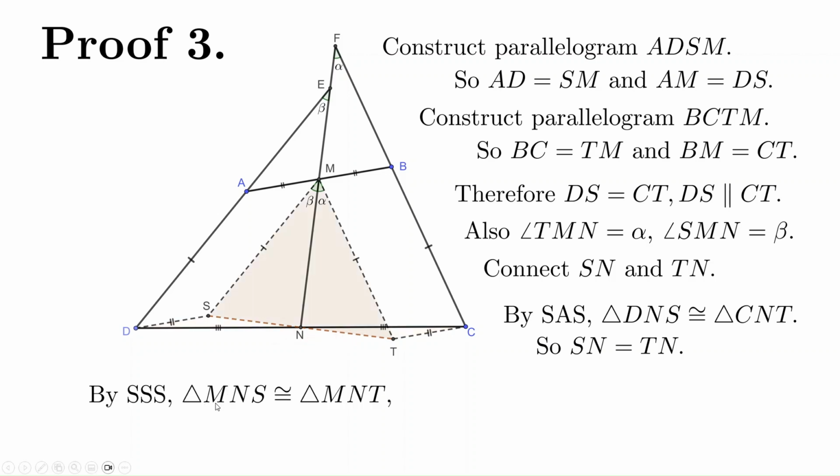Finally, let's look at triangles MNS and MNT. They share one side MN and another pair, MS equals MT, and the third pair, SN and TN, are also congruent as we just proved. So these two triangles are congruent. As a result, alpha equals beta.